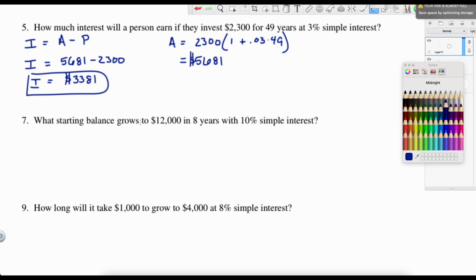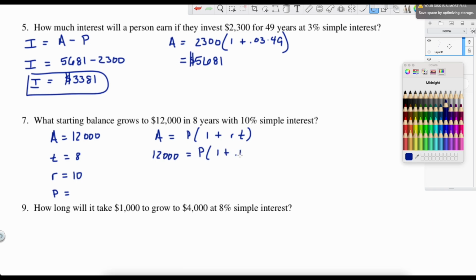What starting balance grows to 12,000, that's our A value, in 8 years with a 10% simple interest? Okay, so we don't know what P is. It's asking what the principal is. I'll put it in parentheses.